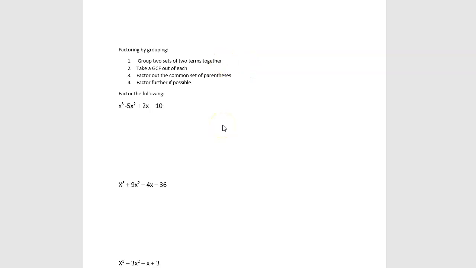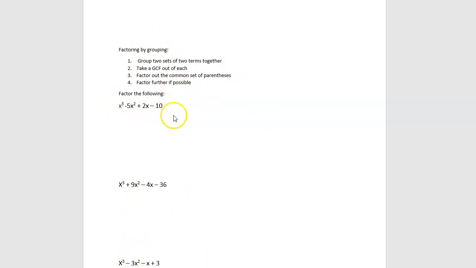Okay, the last type of factoring problem we're going to look at is called factoring by grouping. And we can recognize that we're going to use factoring by grouping if we have four terms. So notice these problems down below. 1, 2, 3, 4 in every single scenario here.